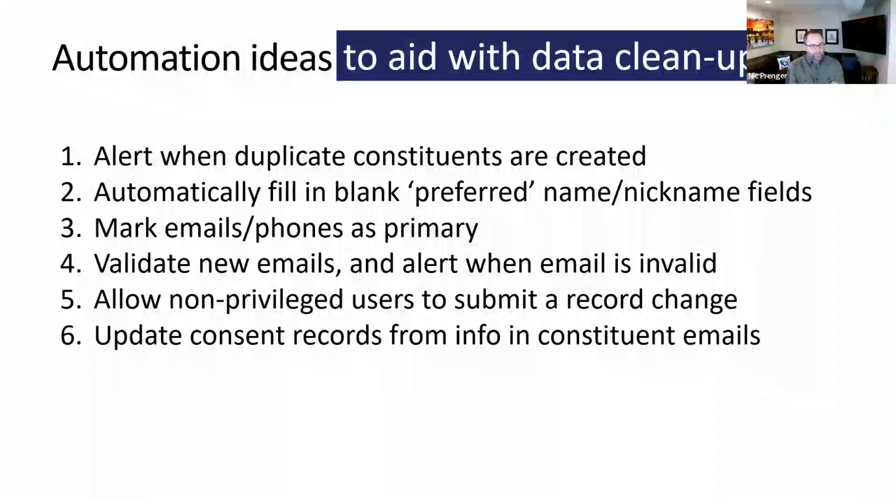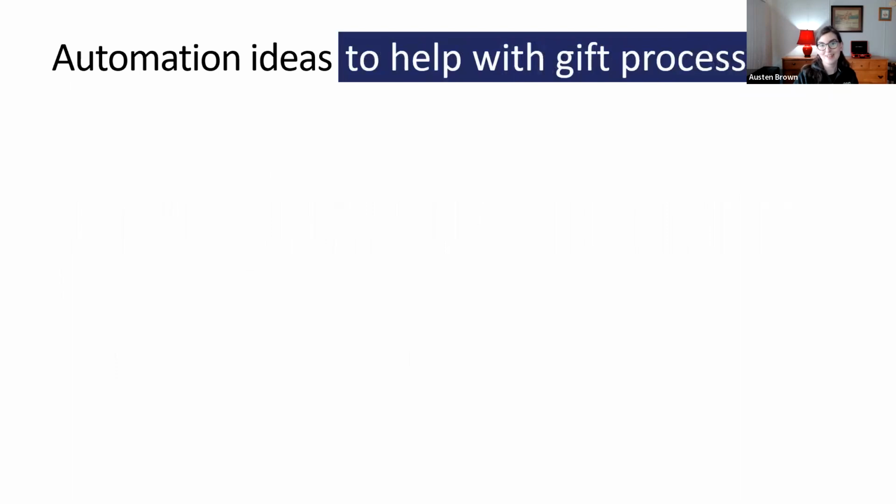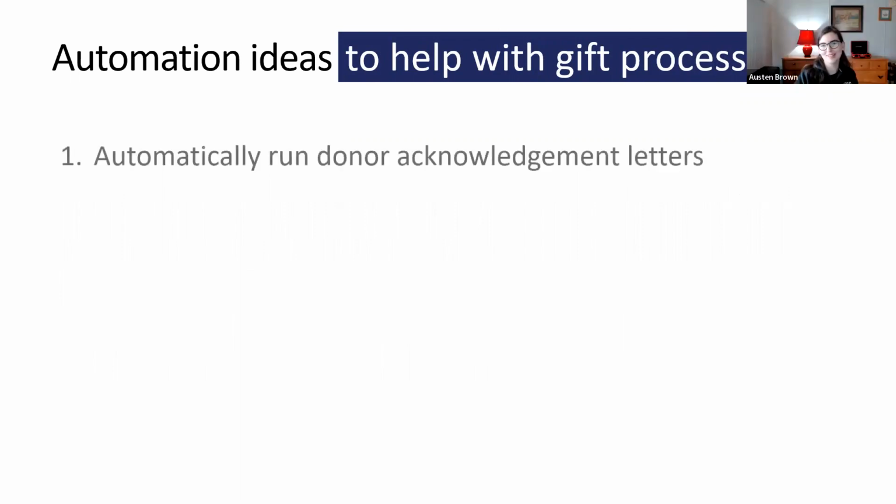It's amazing. You can update consent records and solicit codes directly from constituent emails. And you can mark records with a blank address as having no valid address. And to kick this off, we're going to give you 7 more ideas on how you can use Power Automate to help with gift processing.